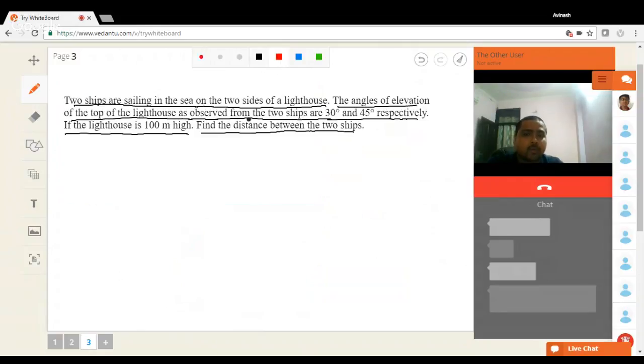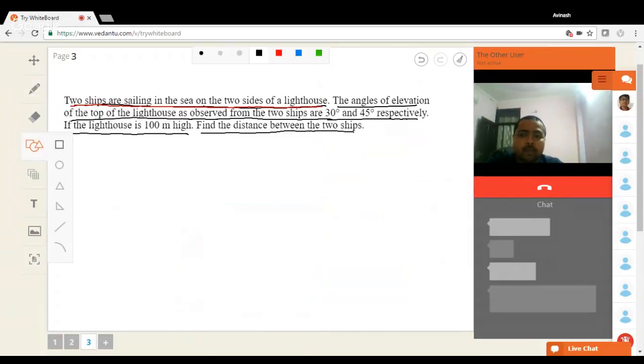To solve this question, it's very simple. We have read the question, so we will go according to the question, and first we will make a diagram. A line diagram we have to make. So you can see the two ships are sailing in the sea on the two sides of the lighthouse.